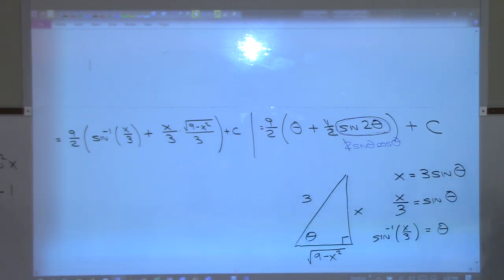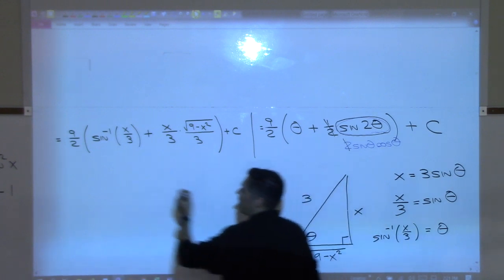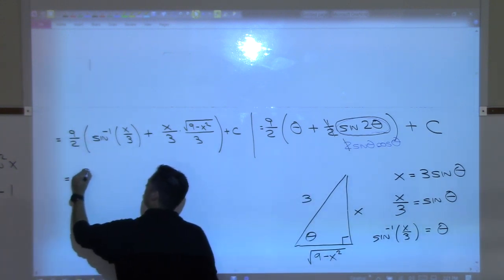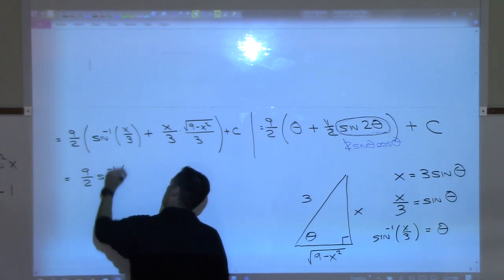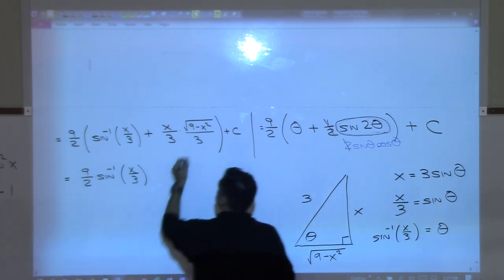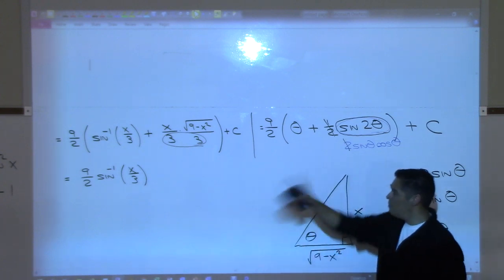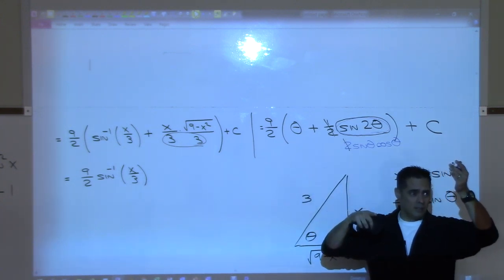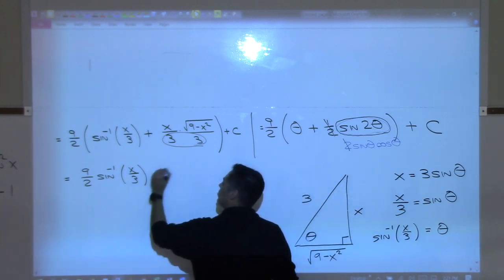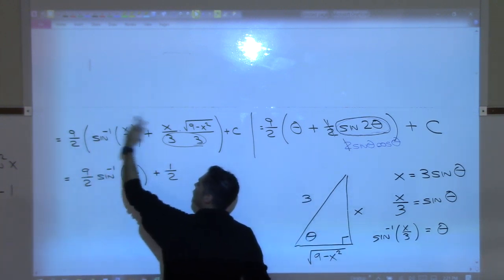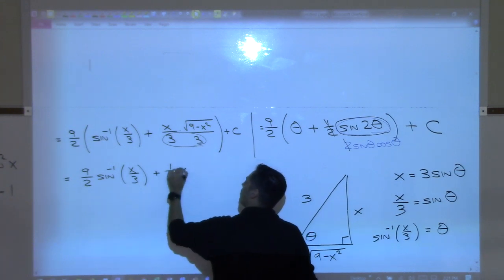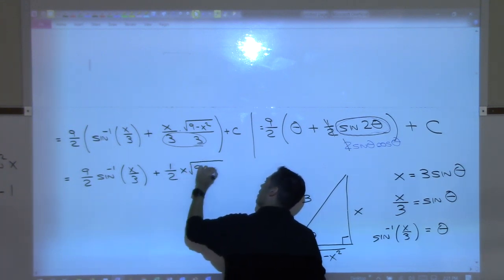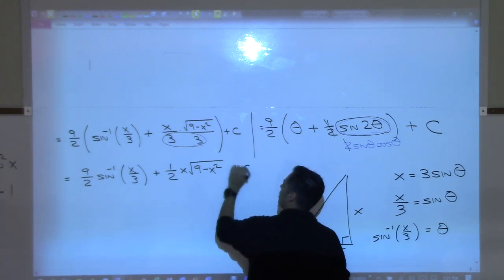There it is. I can do a little bit more cleaning up. But that right there is the antiderivative in terms of x. So to clean it up, I'm going to distribute the 9/2 through. When I put these 3's together, I get a 9, don't I? But then when I come through with the 9/2, the 9's cancel, and I should just be left with a 1/2 in front, right? Because this 2 didn't go anywhere. Just came in. And then x root 9 minus x squared plus c.